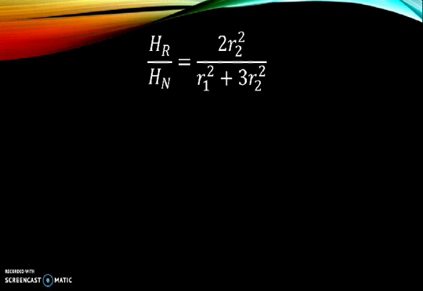Alright, so now we have an equation that tells us the ratio of the two heights. So, what now? Well, now it's time to try it. Let's go back to that equation. It states that the height of the rolling object over the height of the normally falling object should be at a ratio of 2 r2 squared over (r1 squared plus 3 r2 squared).